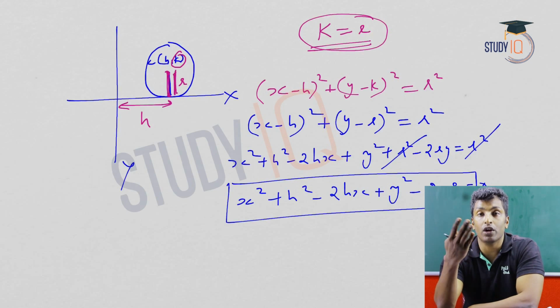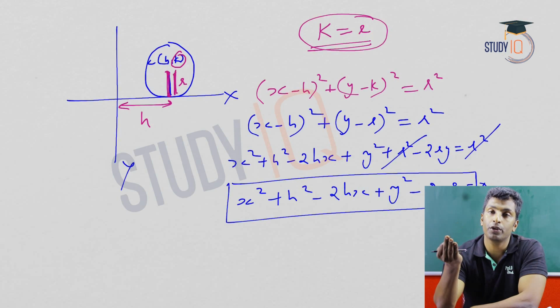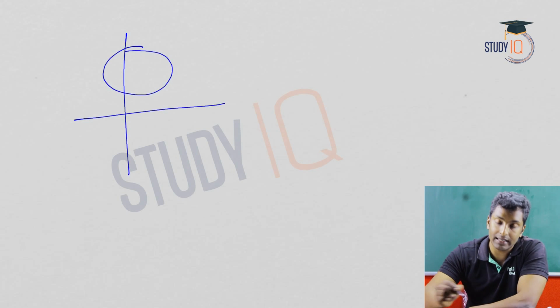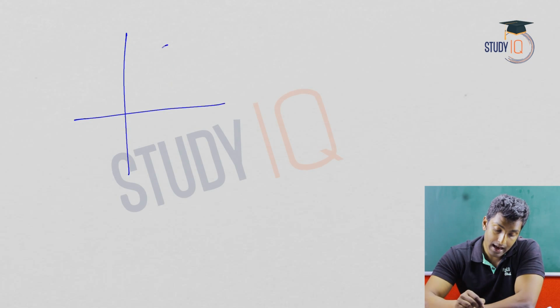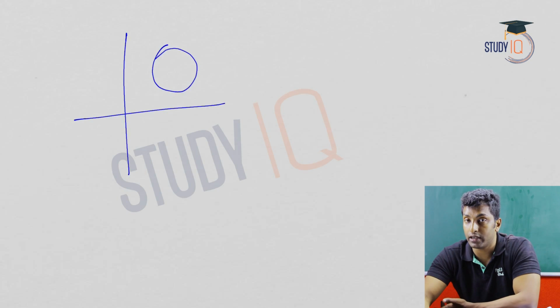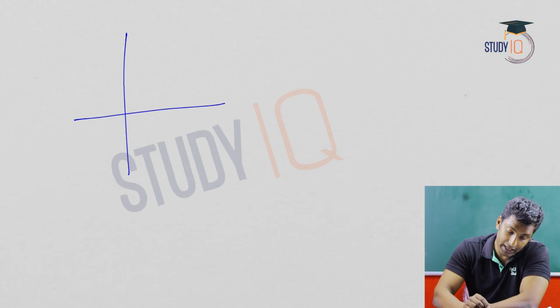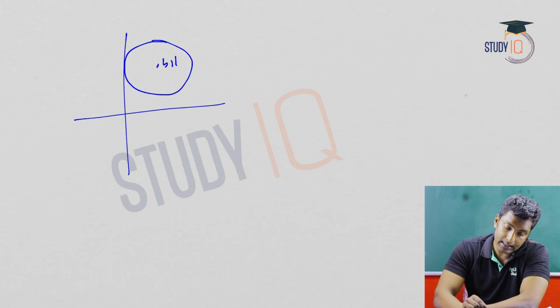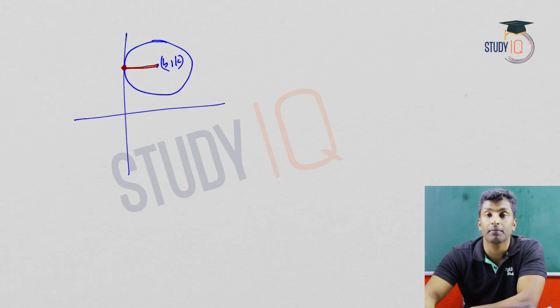So obviously what will be the next one? The circle is going to touch the y-axis. Okay, so for a circle touching the y-axis, I can't take this case because it is cutting the y-axis, right? I can't take this case because it is not touching the y-axis. So which case will I be taking? I will be taking this case where (h, k) is my center, and the circle is touching the y-axis.